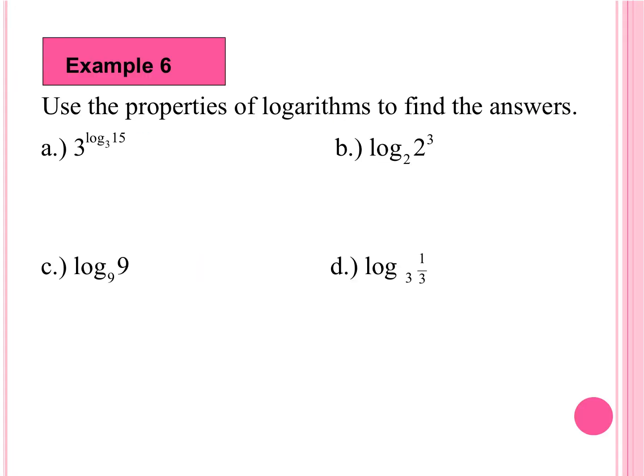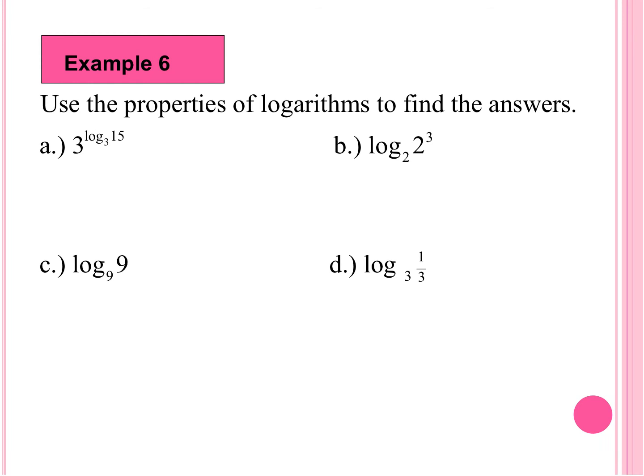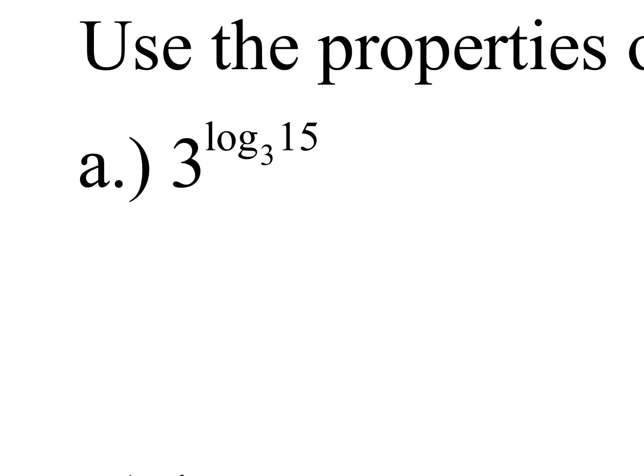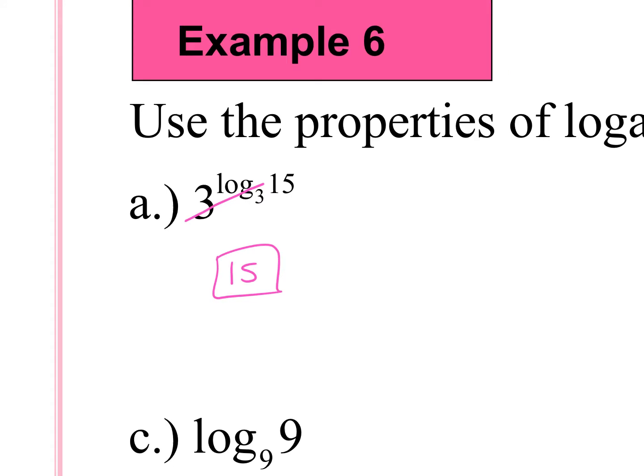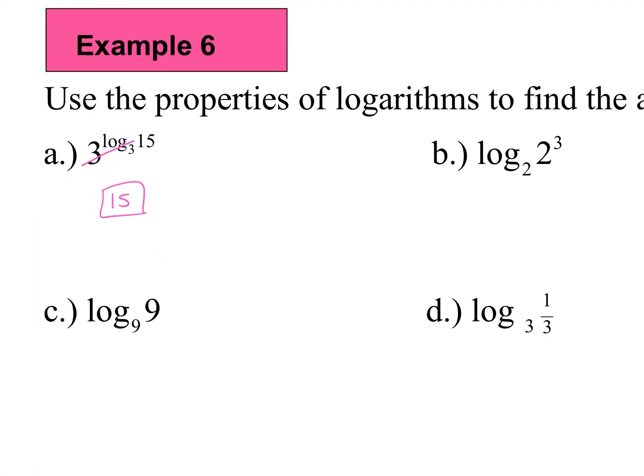All right, we're doing same properties here. So 3 to the power of log base 3 of 15. The 3 and log base 3 cancel, so what's our answer? 15. B is the same thing. The log base 2 of 2 cancels, so what's our answer? 3. Is it gonna be this easy? No, look at D.